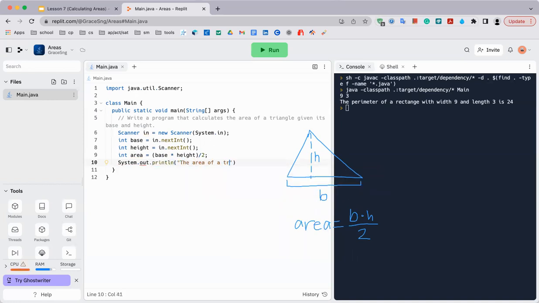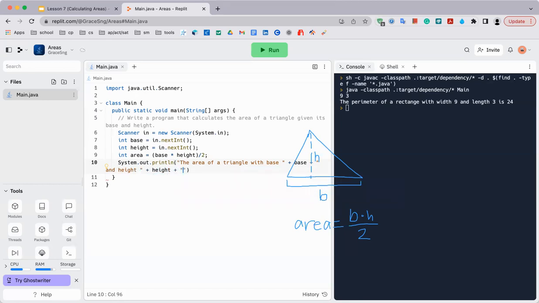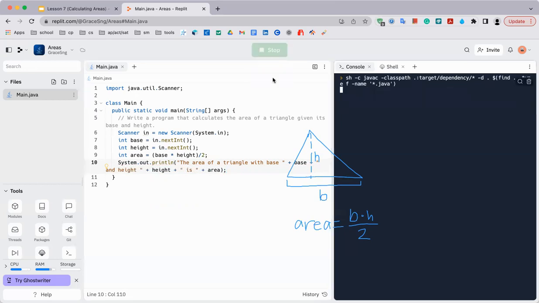So the area of a triangle with the given base and given height is, and then we're going to print out the area that we calculated. All right, now we're done. So let's run it and test it.